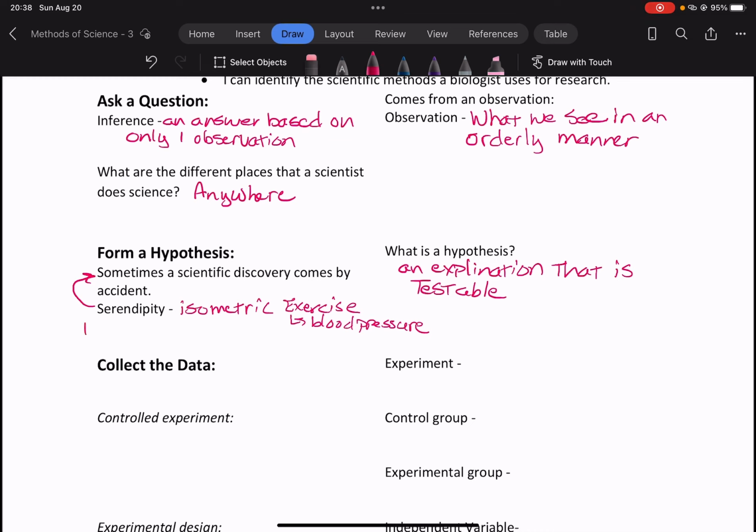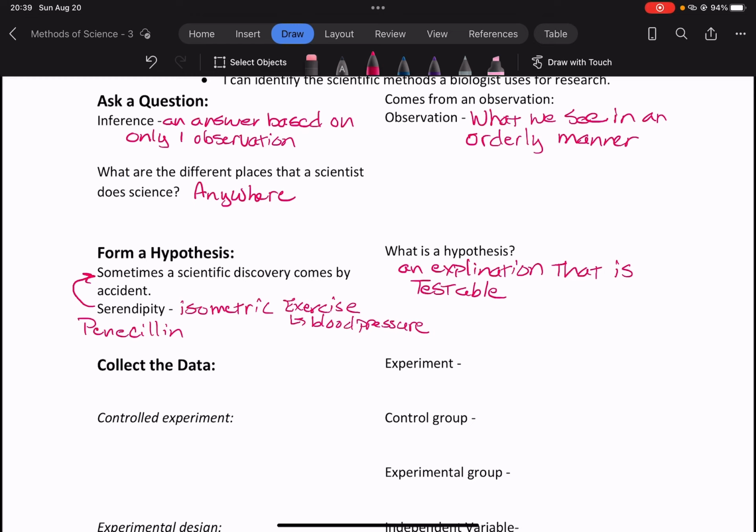Another one that I like to talk about is penicillin. One scientist decided to use isometric exercise to help train astronauts, and he found that it lowered blood pressure just by doing that. So he went about and tested that on regular people, and it worked.